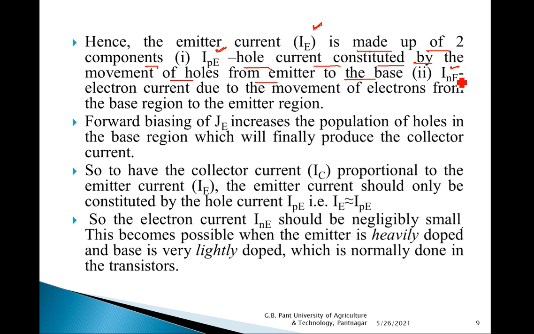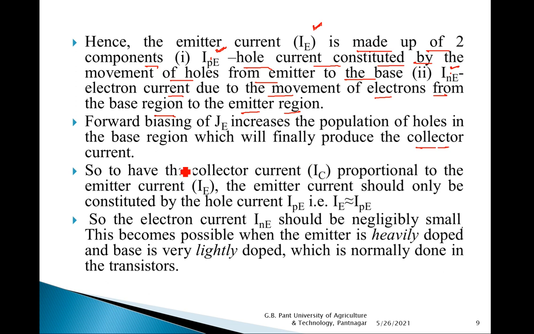This subscript E represents the emitter current, and this N represents the current due to electrons, and P represents the current due to holes. Now this INE is the electron current due to the movement of electrons from the base region to the emitter region. Mainly, the forward biasing of JE increases the population of holes in the base region, which will finally produce the collector current.